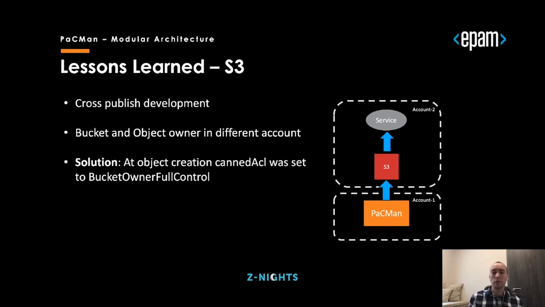You have to define for each object a canned ACL, and you have to set it as additional metadata where you are setting that bucket owner has full control. This way, whatever your S3 settings were earlier are actually taken into account, but without this, the service won't be able to consume the data that you were publishing. So we learned this the hard way.